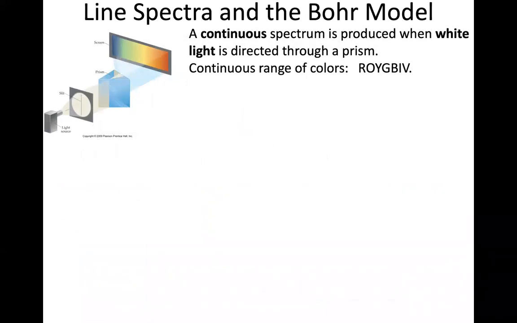And where did it come from? So a phenomenon in the late 1800s was this idea right here. If you take light, white light, shine it through a prism, it gives you the entire range of colors. Roy G. Biv, it gives you the entire visible spectrum if you start out with white light.